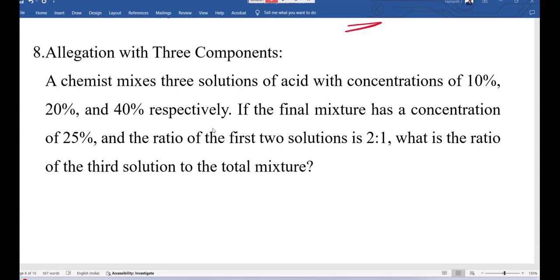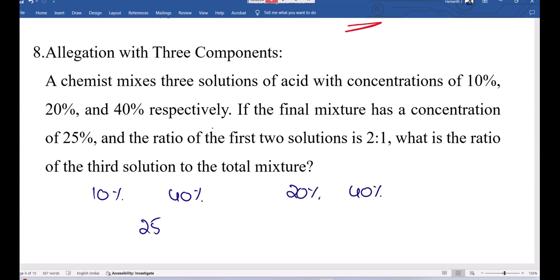If you focus on this 8th question, this is similar to that mixing of three quantities. They've given the result as 25 as well. We solved one question with 10, 20, 30, and the mixing is 25. Now this is 10, 20, 40, and the mixing is 25. Let's go with 10 and 40, the result is 25. 20 and 40, the result is 25.